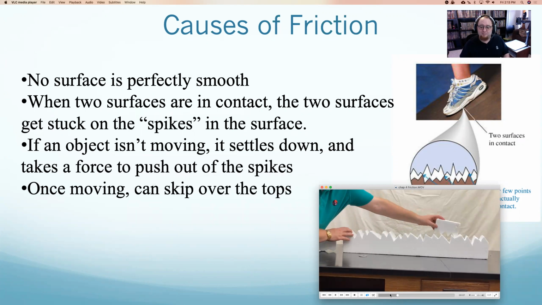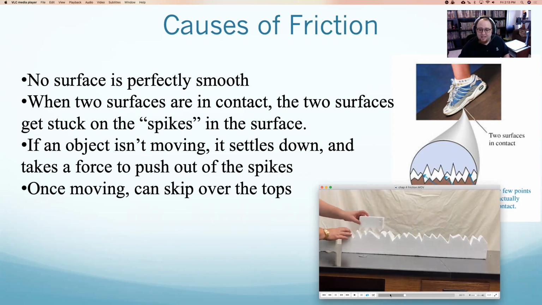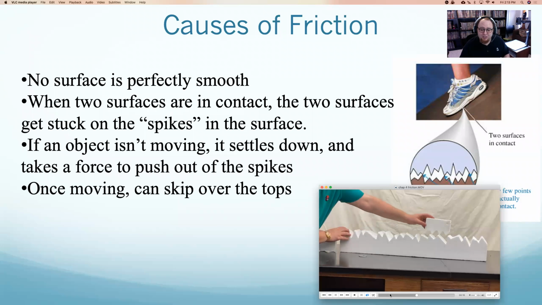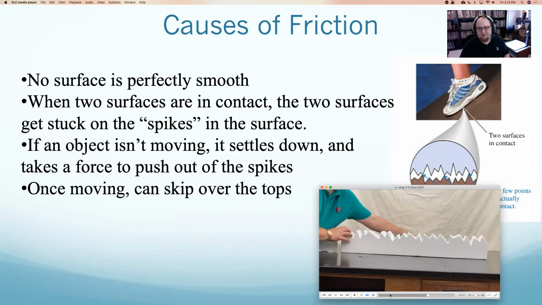Now, if you get an object moving, what's going to happen is it's going to kind of skip across the tops. And that's kinetic friction. And this is also why the maximum value of static friction is always greater than the maximum value of kinetic friction. Because with static friction, it's stuck in the teeth. But once you begin moving, it can kind of skip across the tops. Kind of the idea of, on a bumpy road, go a little fast, kind of skip some of the holes. And so static friction is when you settle down in. And with kinetic friction, the top pieces are just going tick, tick, tick, skipping across the top without settling.